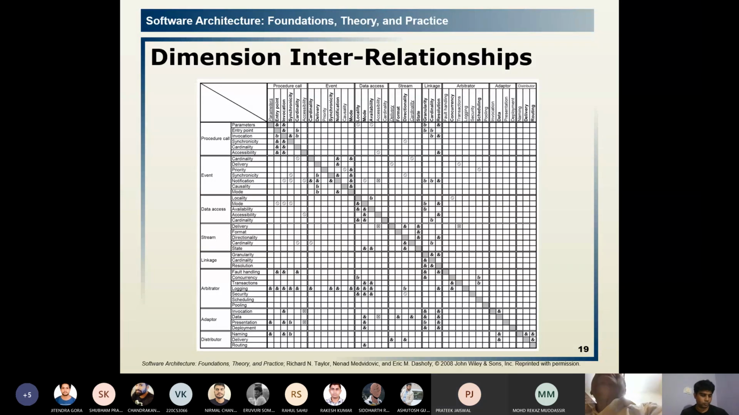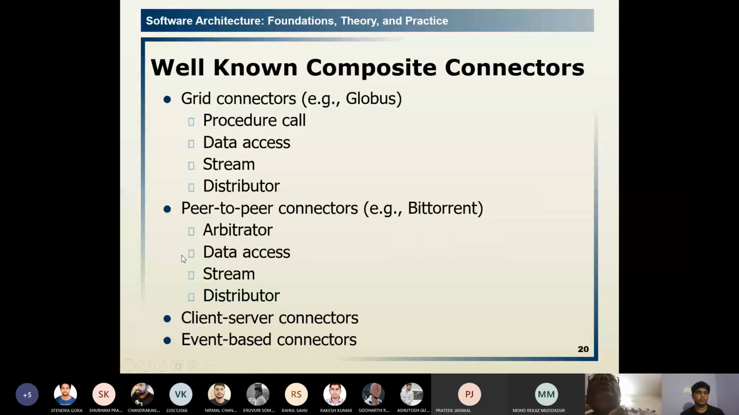It avoids any deadlock. It takes a decision. Arbitration means it takes a decision, right? It takes a decision, arbitration, to move in a particular direction or to take certain action. That is arbitration. How is procedure call connected with arbitration? Is there any connectivity?